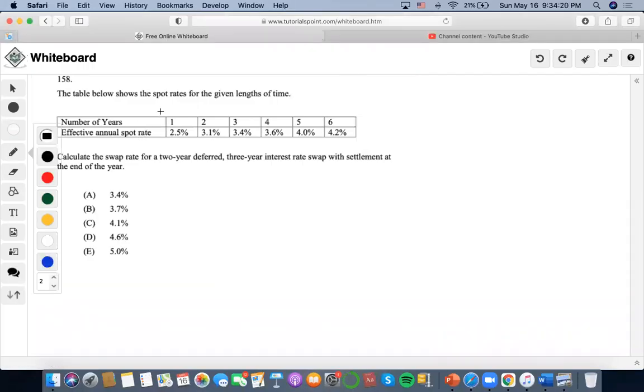Alright, so for this question, it says calculate the swap rate for a 2-year deferred, 3-year interest rate swap. Okay, so that means that 2 years are deferred, right? So cross these out, but it's still a 3-year interest rate swap. So what does that mean?